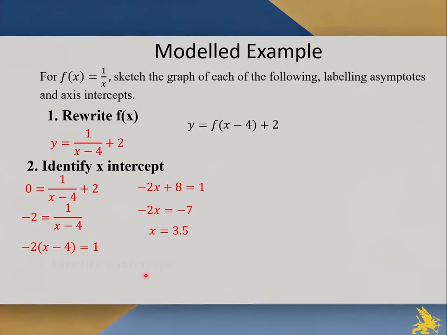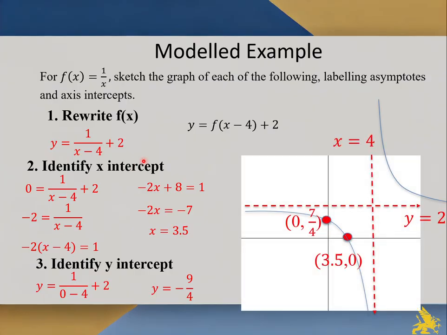I'm going to identify the y-intercept, and to do that, I make x equals 0, and that gives me -9 over 4. When we graph, make sure we put our asymptotes, and we know the asymptotes will be x is 4 because it can't equal 4, and y equals 2. So I've got all of my intercepts labeled as a coordinate.